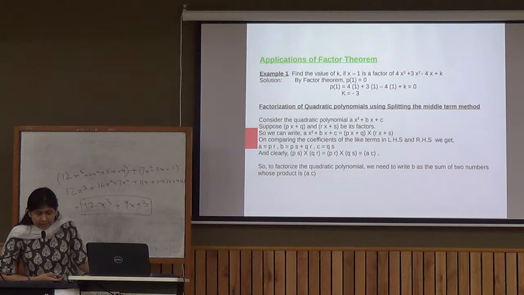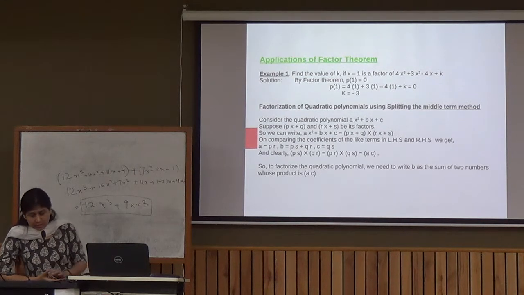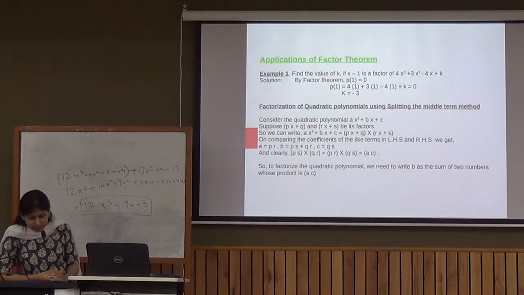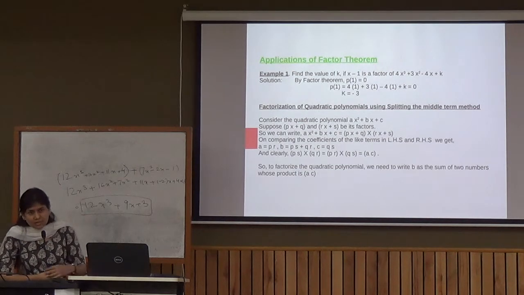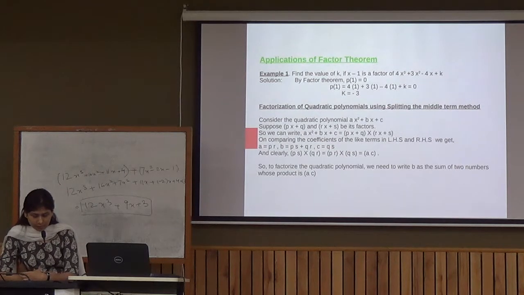Now, understanding the application of the factor theorem. Find the value of k if x minus 1 is a factor of 4x cubed plus 3x squared minus 4x plus k. Then, by the factor theorem, we must have that the value of the polynomial at x equal to 1 must be 0. Therefore, on solving, we get k is equal to minus 3. This is one of the applications of the factor theorem.